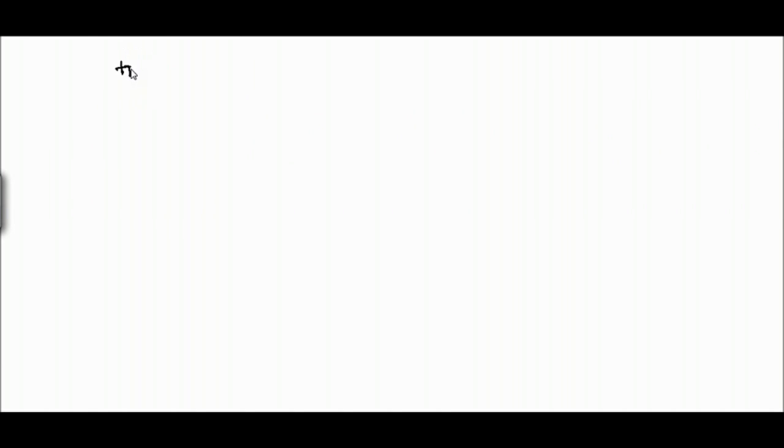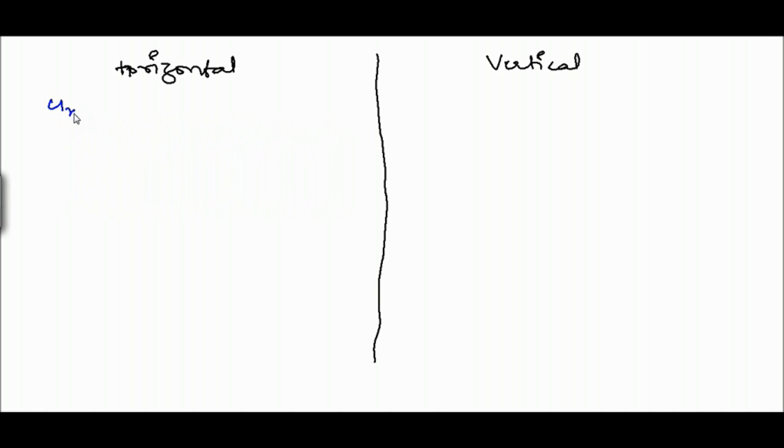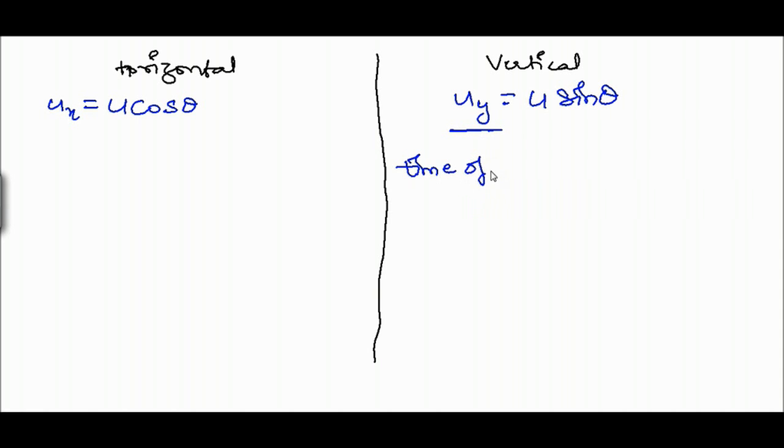The first one is horizontal, and here let's go with vertical. And as I said, the initial velocities are ux, that is equal to u cos theta, and uy, that is equal to u sin theta. Well, here I would like to express the time of flight. This would be the first parameter of the trajectory that we derive.